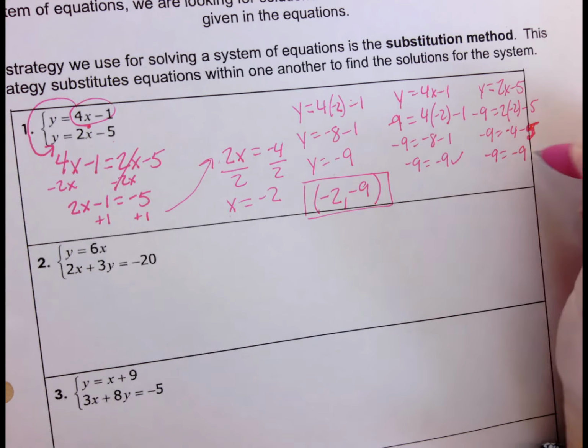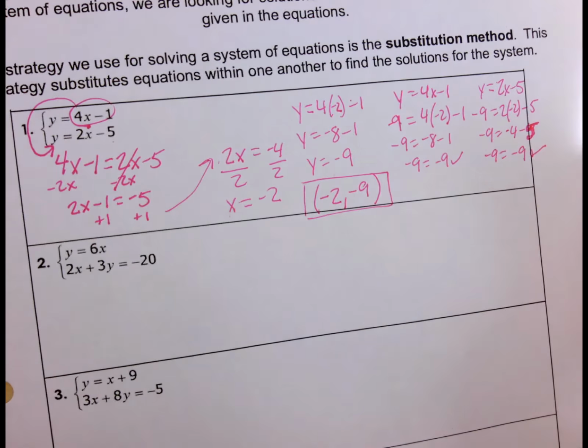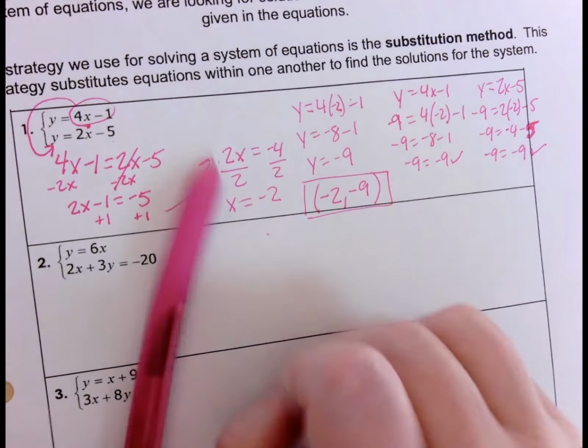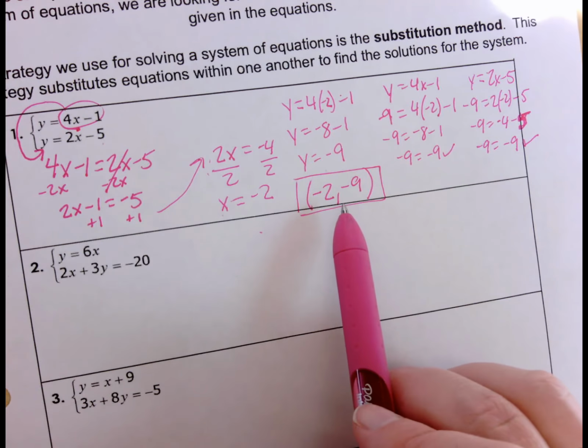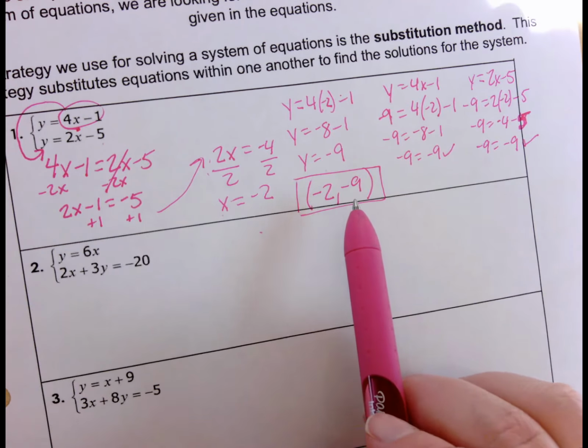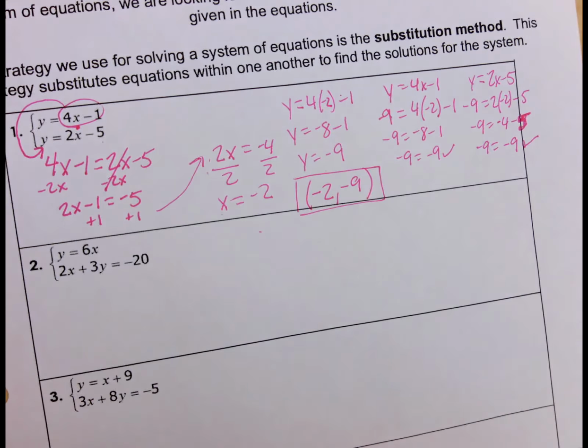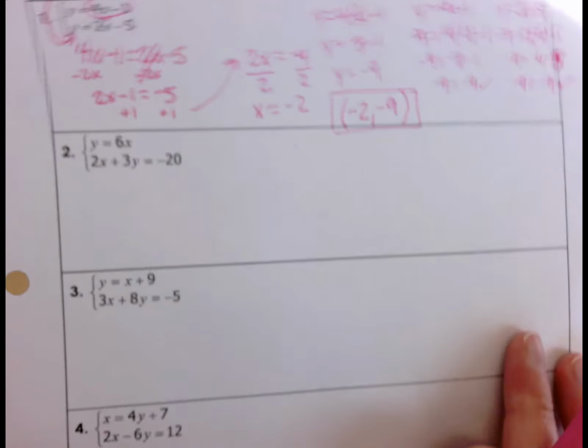And that leaves us with negative 9. Again, so negative 4 minus 5 is negative 9. So yes, both of those numbers work, and we know that these are the two solutions that work for this system of equations. Okay? All right, so we're going to look at another example here.